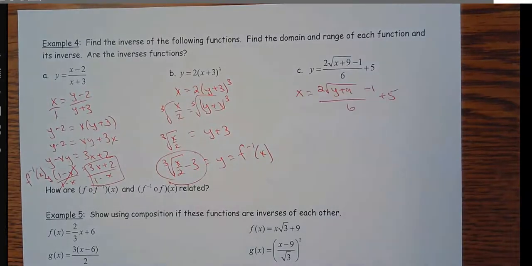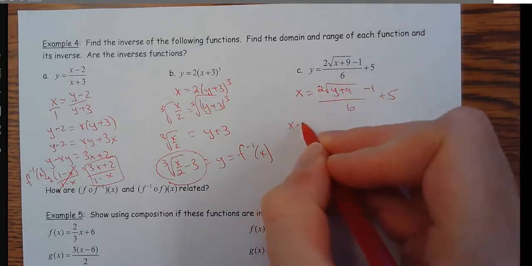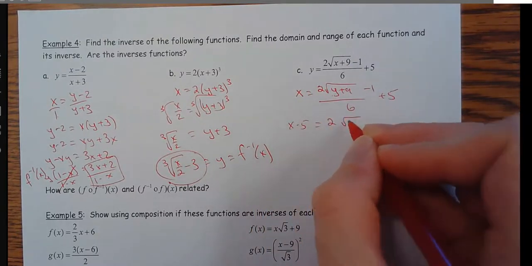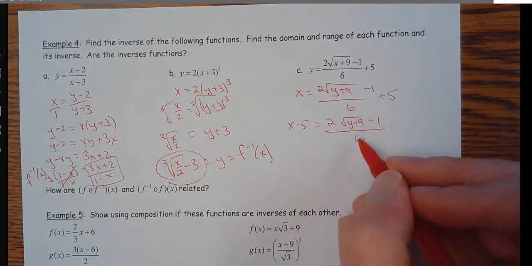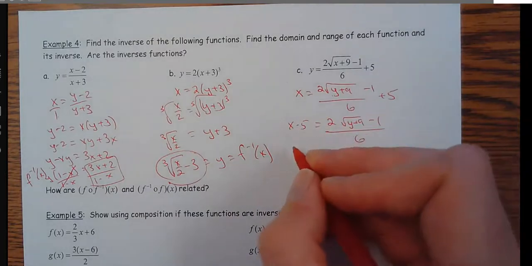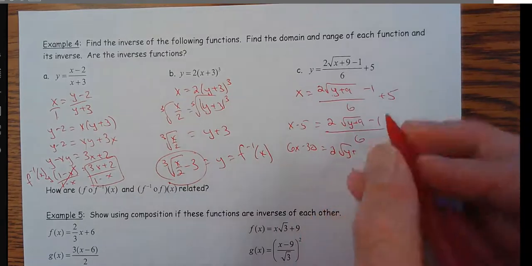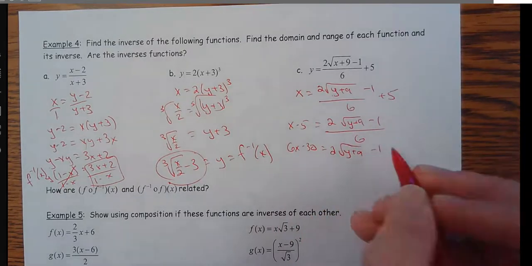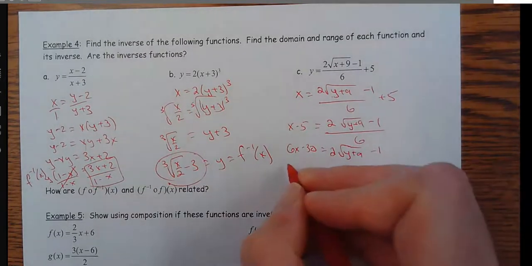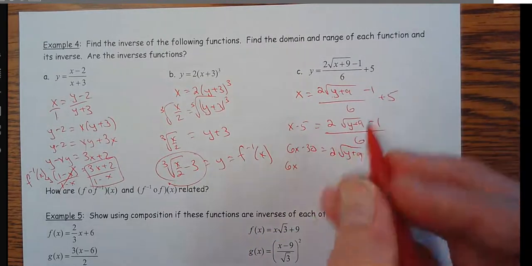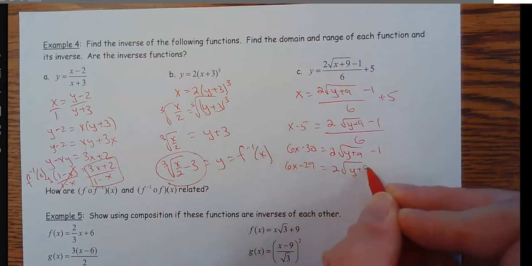And this guy here, switch the x and the y, and then start plugging away, trying to get y by itself. So bring the 5 over, so x minus 5 would equal this. Then I'd get rid of that 6 next, so multiply the 6 over. So it'd be 6x minus 30 would equal 2 times the radical y plus 9, and then minus 1. Add the 1 over. So that would be 6x, and if I added 1 to that, it would be minus 29 equals 2 radical y plus 9.